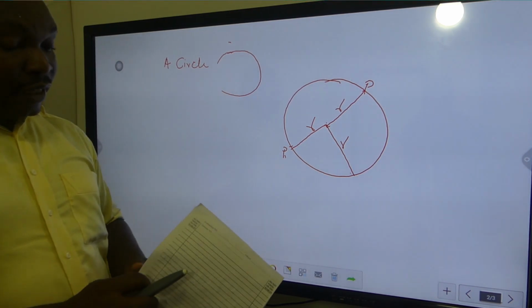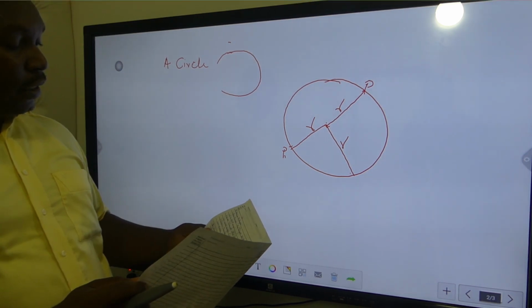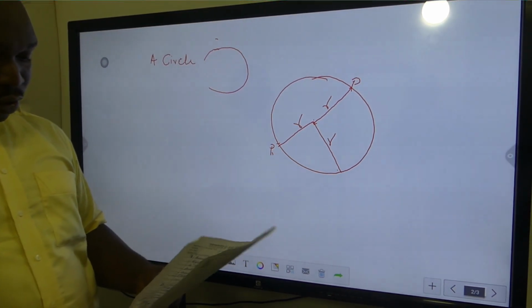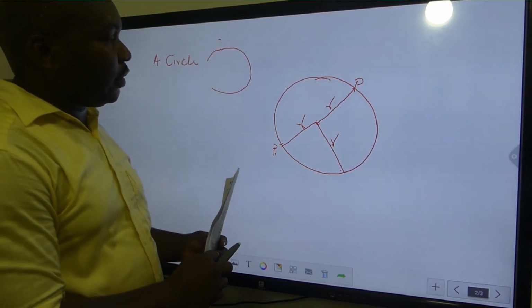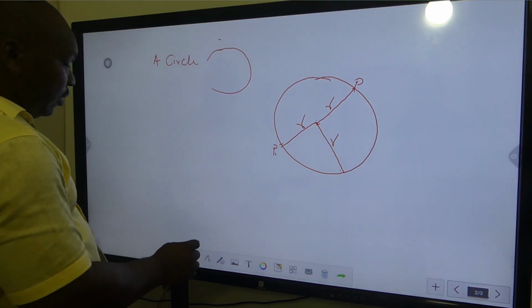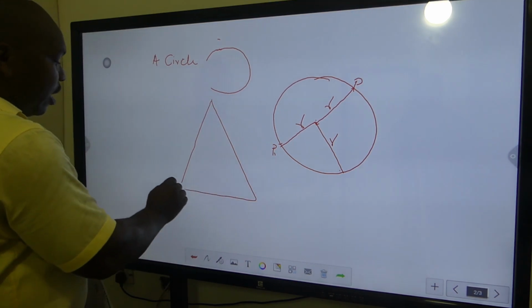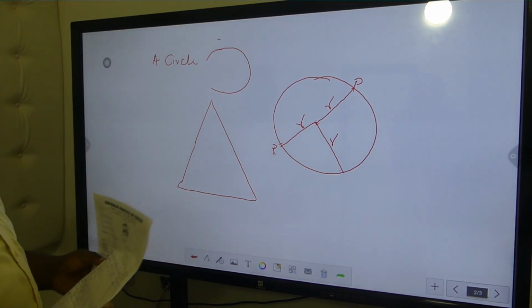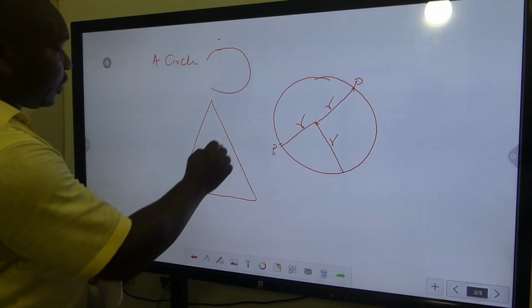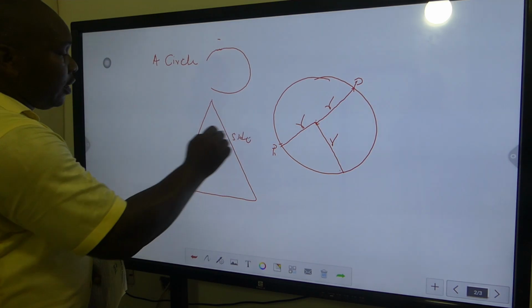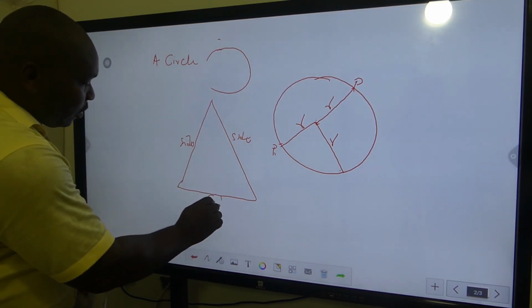The next plane shape you have to know is the triangle. A triangle is a shape that is formed by three straight lines, which are called the sides. So this is a side, this is a side, this is a side.